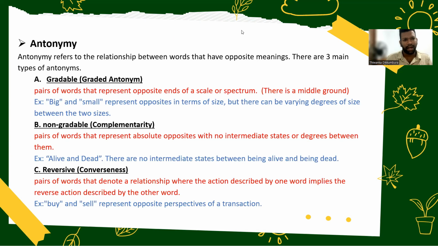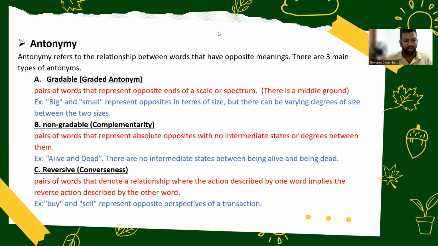Then we move on to non-gradable antonyms. They don't have any middle ground. They are pairs of words that represent absolute opposites. There are no intermediate states between them. For example, alive and dead. One can be alive or dead. There is no middle ground. There can't be zombies.